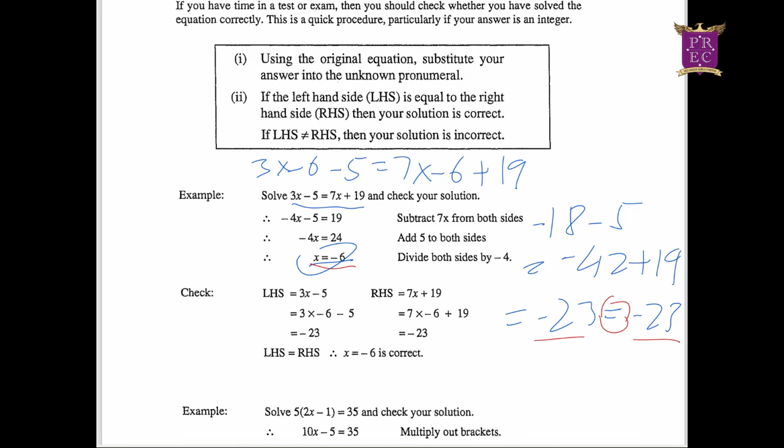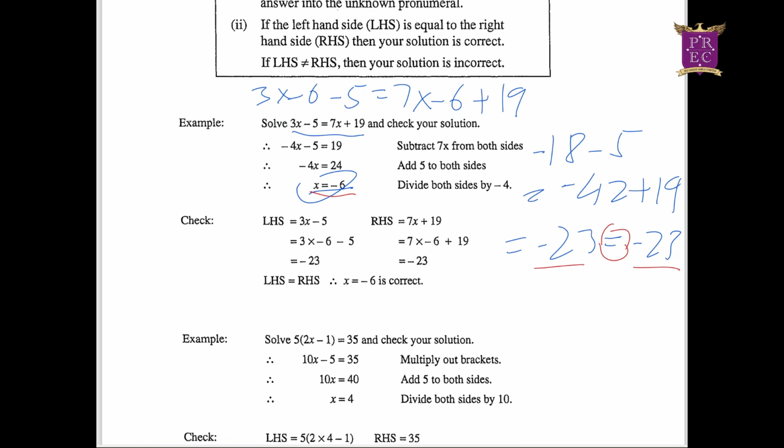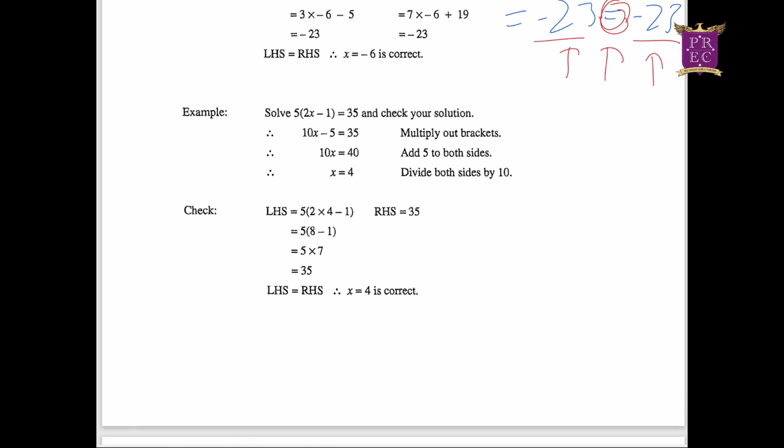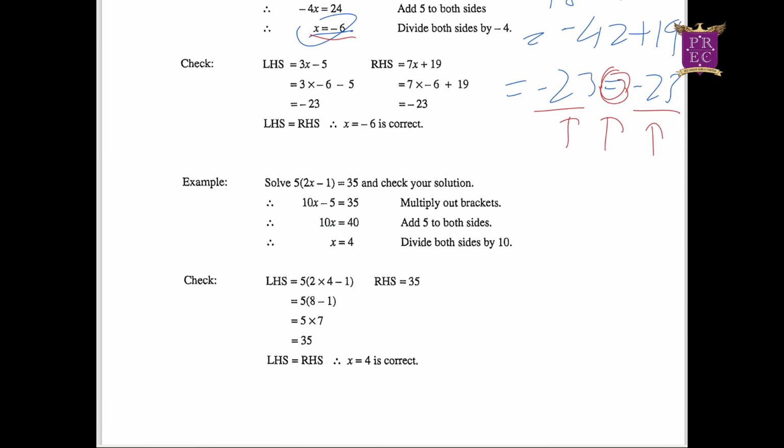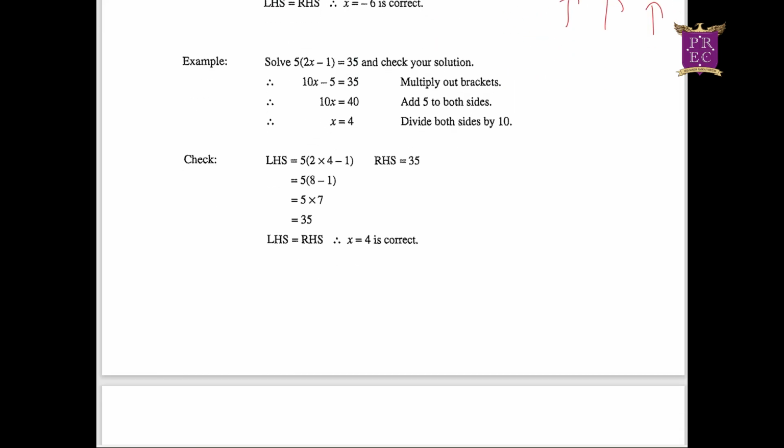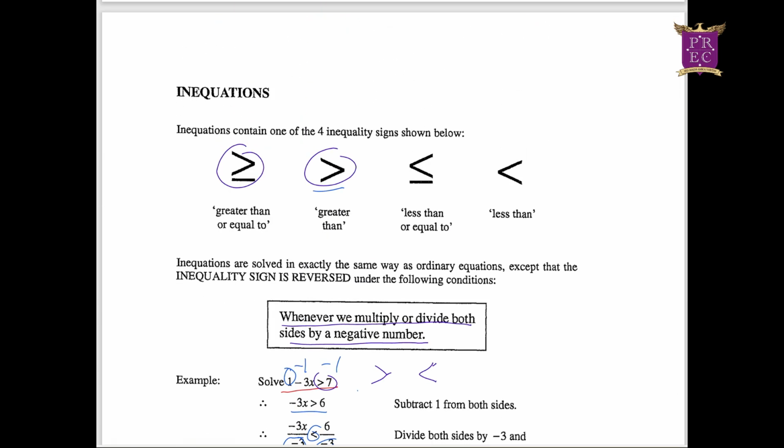If we found the wrong value, the two numbers on either side of the equation would not be equal. So we know we've done something wrong there, since the equal sign means these two must be equal. So that's how you check your answer. Now moving on to inequalities.